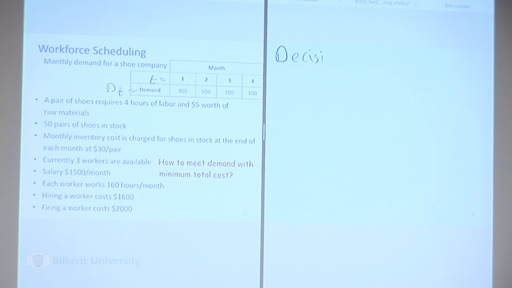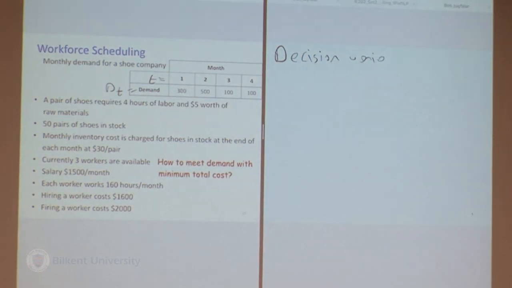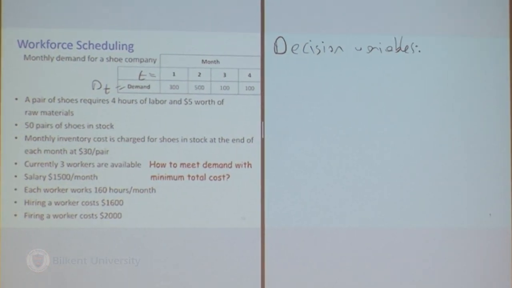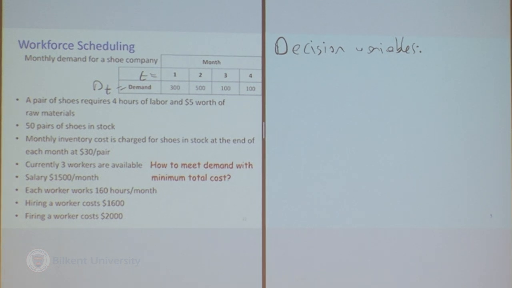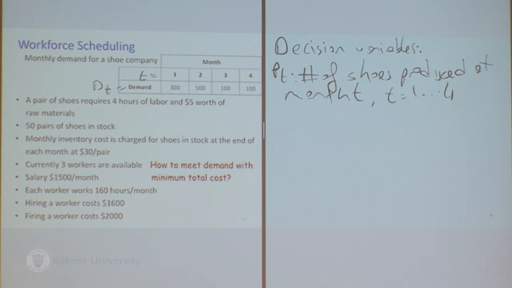Decision variables. Some of them you can say, yeah? Number of shoes I produce in each period. So let's say PT, number of shoes produced at month T. So I have to tell that T takes values from 1 to 4. Okay, I definitely need PT.